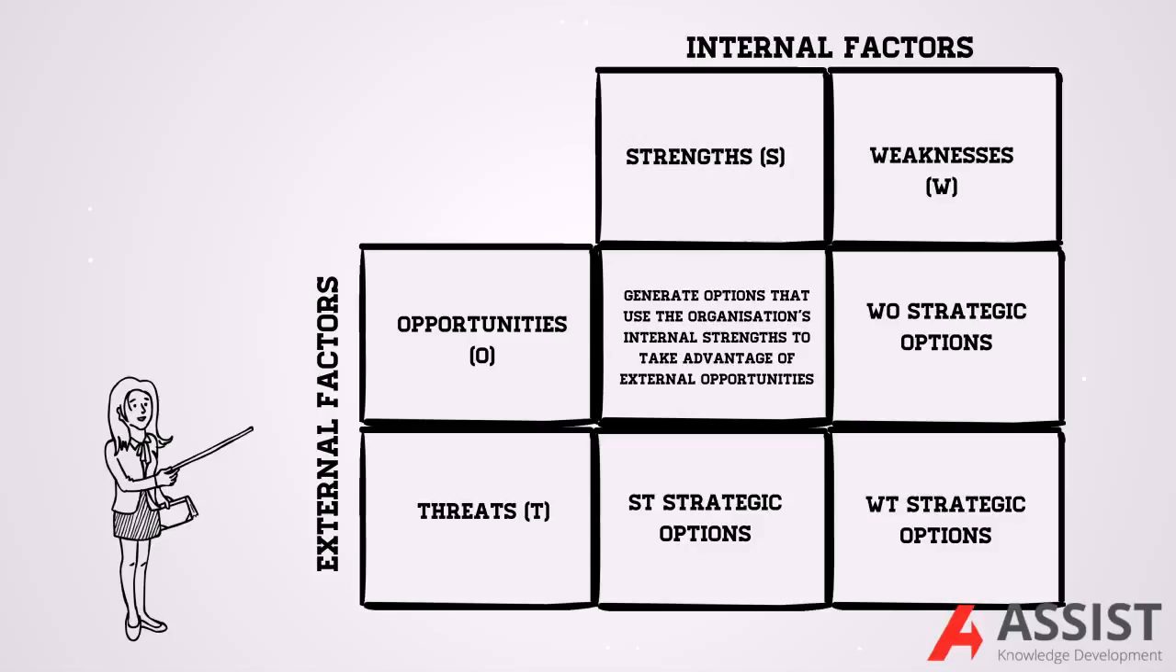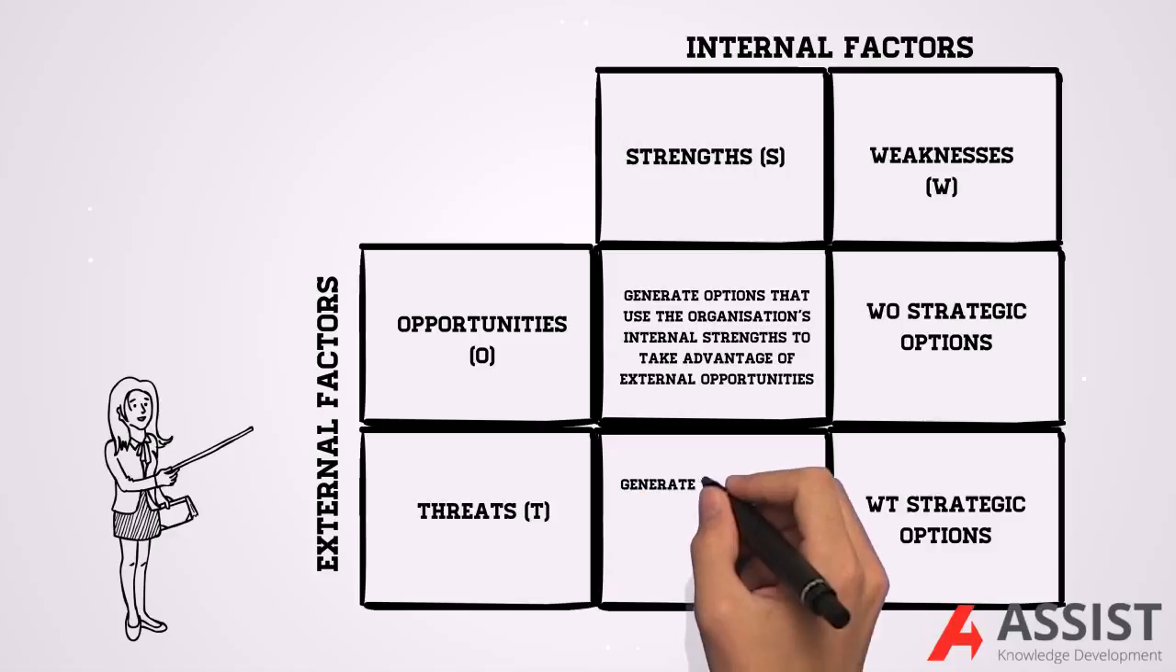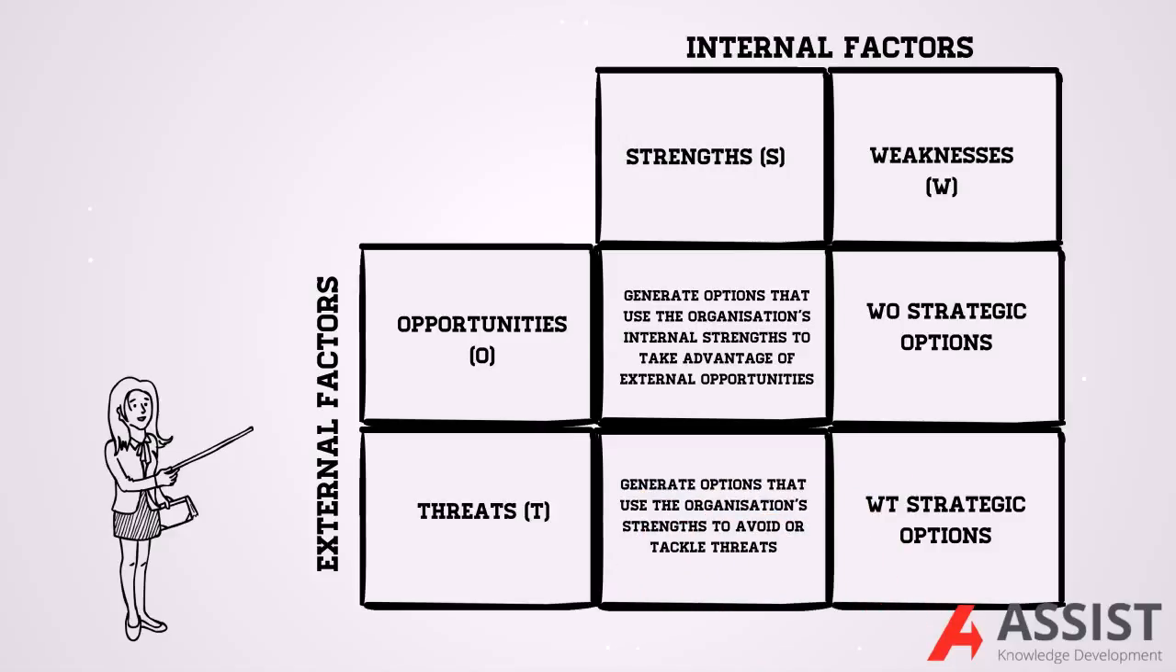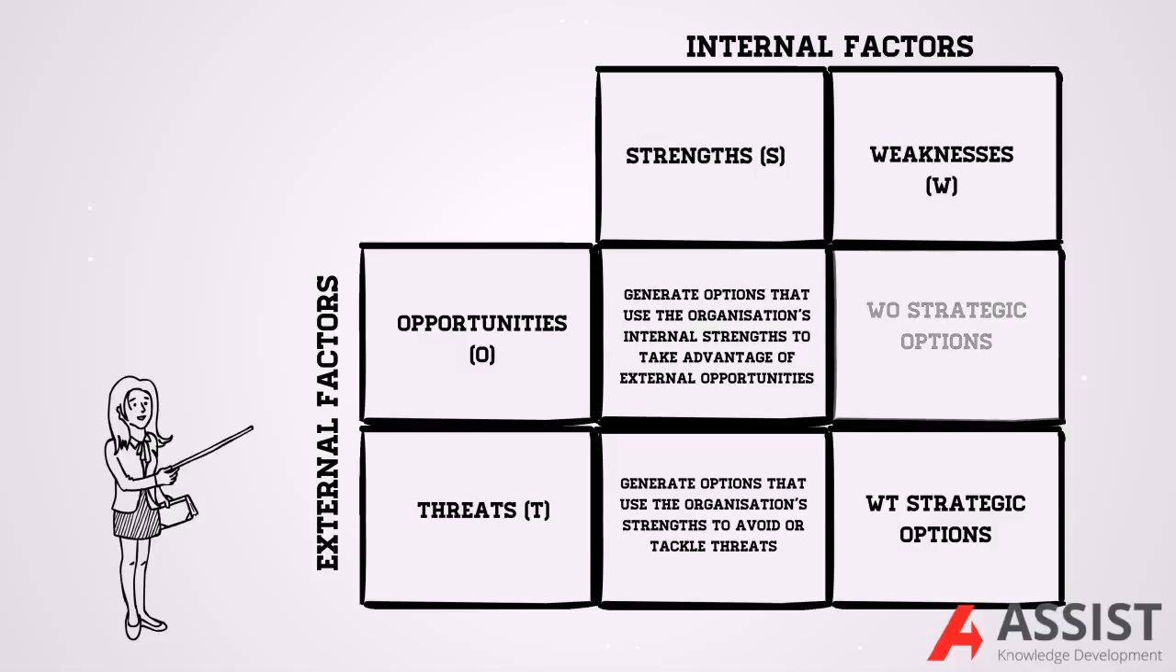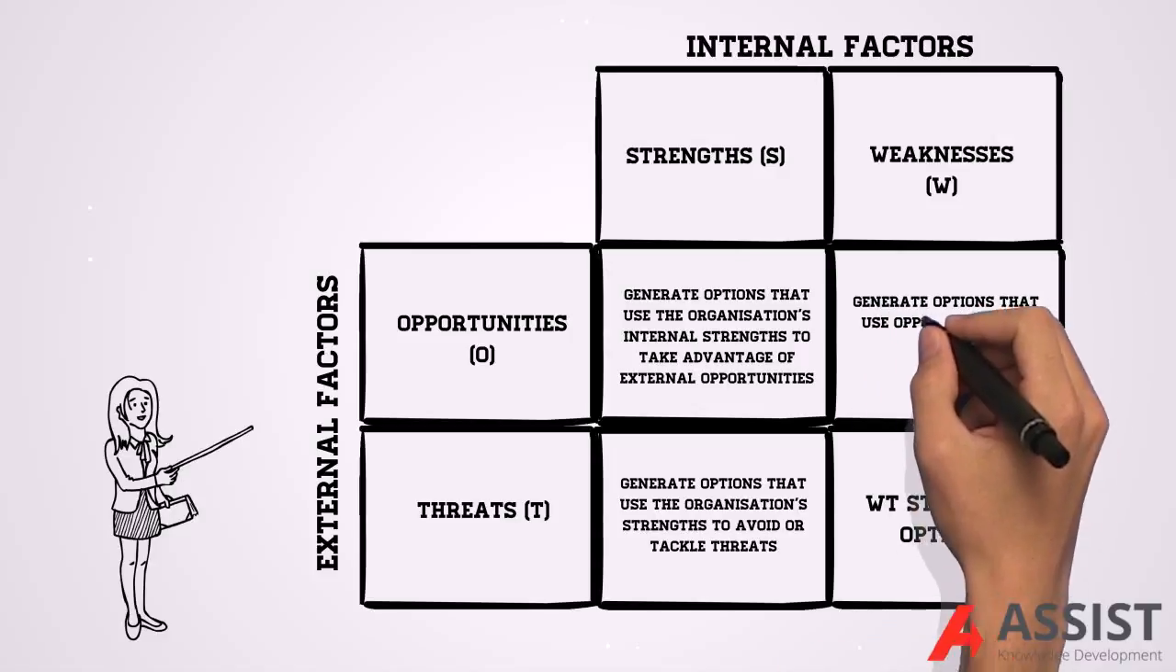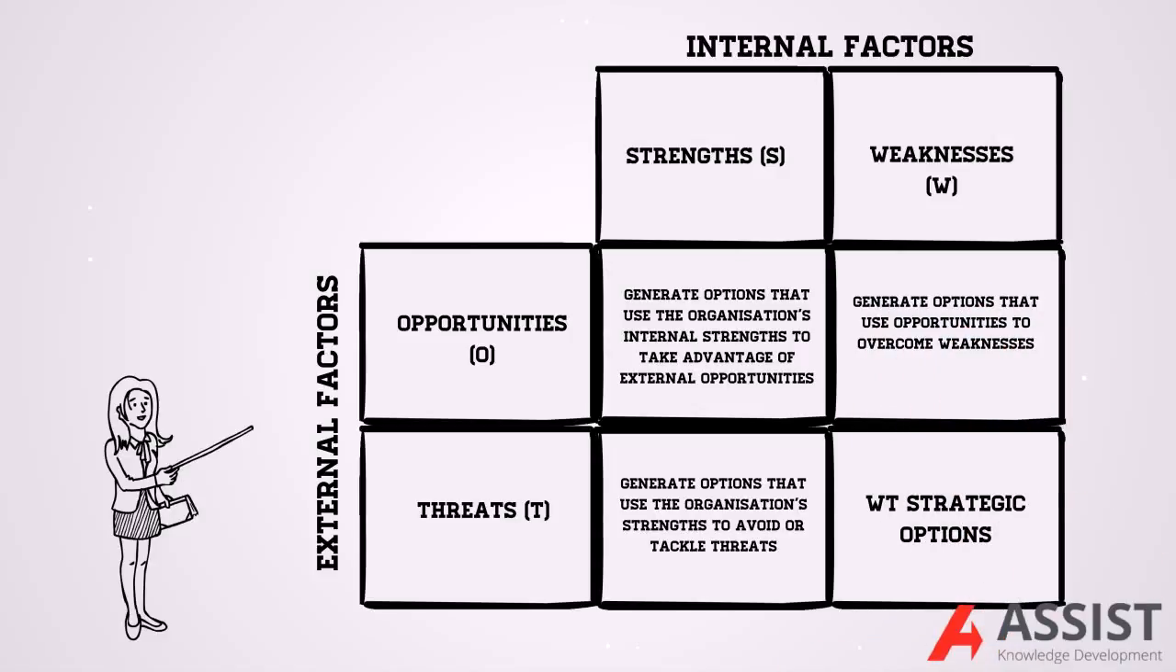For example, an organization's competencies in rubber technology might be used to exploit the opportunities of a new emerging market in flat roof refurbishment. The bottom left-hand quadrant, ST, Strengths and Threats, will help generate options that use the organization's strengths to avoid or tackle threats. For example, instigating price cuts to exploit the strength of the company's profit margin and deter potential entrants into the marketplace. In the top right-hand quadrant, we look at generating options that take advantage of opportunities by overcoming our weaknesses.